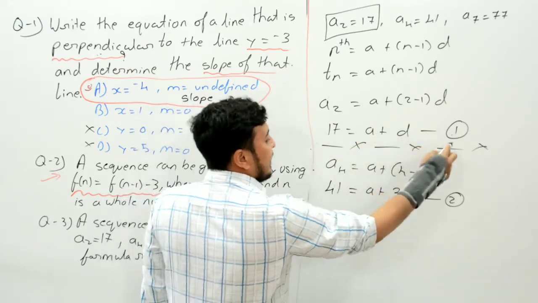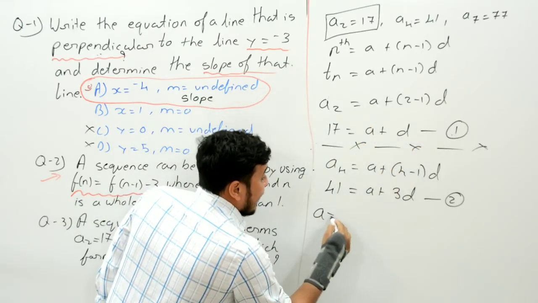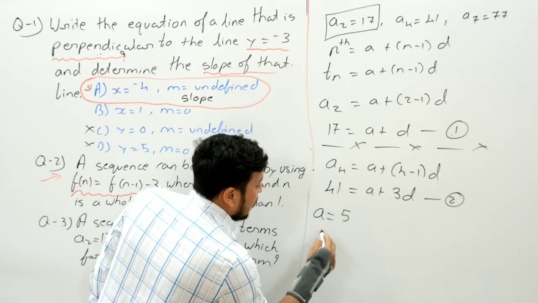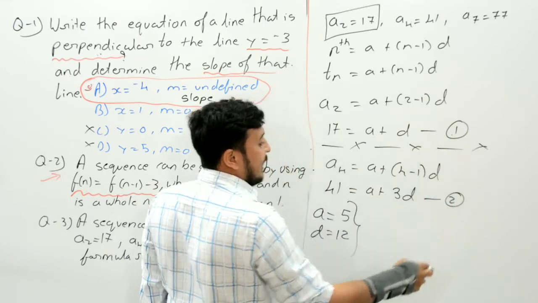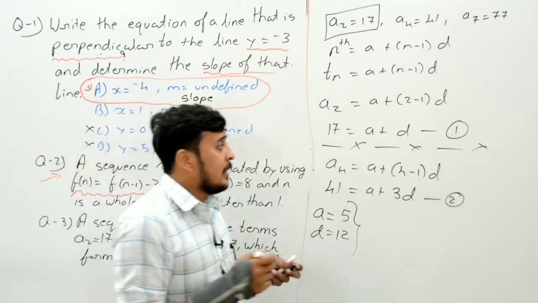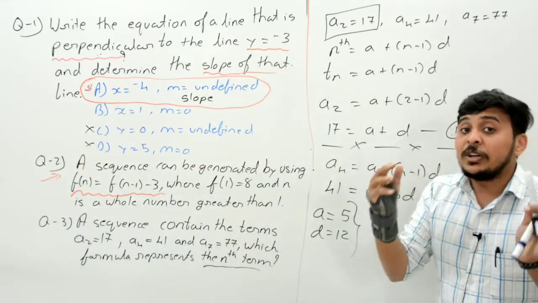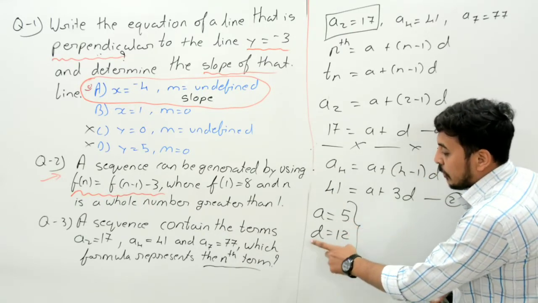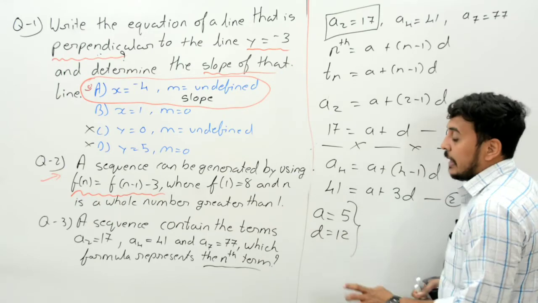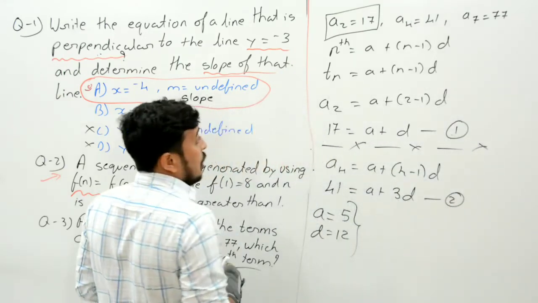By solving equations 1 and 2, we get that a is equal to 5 and d is equal to 12. If you solve equations 1 and 2 by the elimination method or any of the methods that you have learnt, you will find that a is equal to 5 and d is equal to 12.